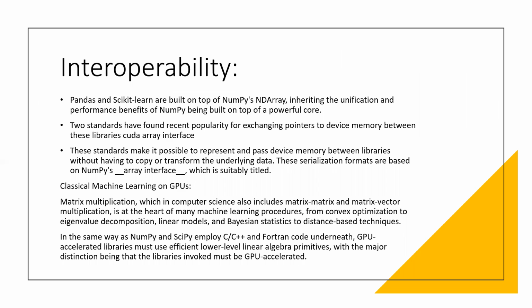Interpretability: in this slide we can see classical machine learning on GPUs, which is the graphical processing unit. We use matrix multiplication in the computer. It includes matrix to matrix and matrix to vector multiplication. We use C and C++ languages for this interpretability.